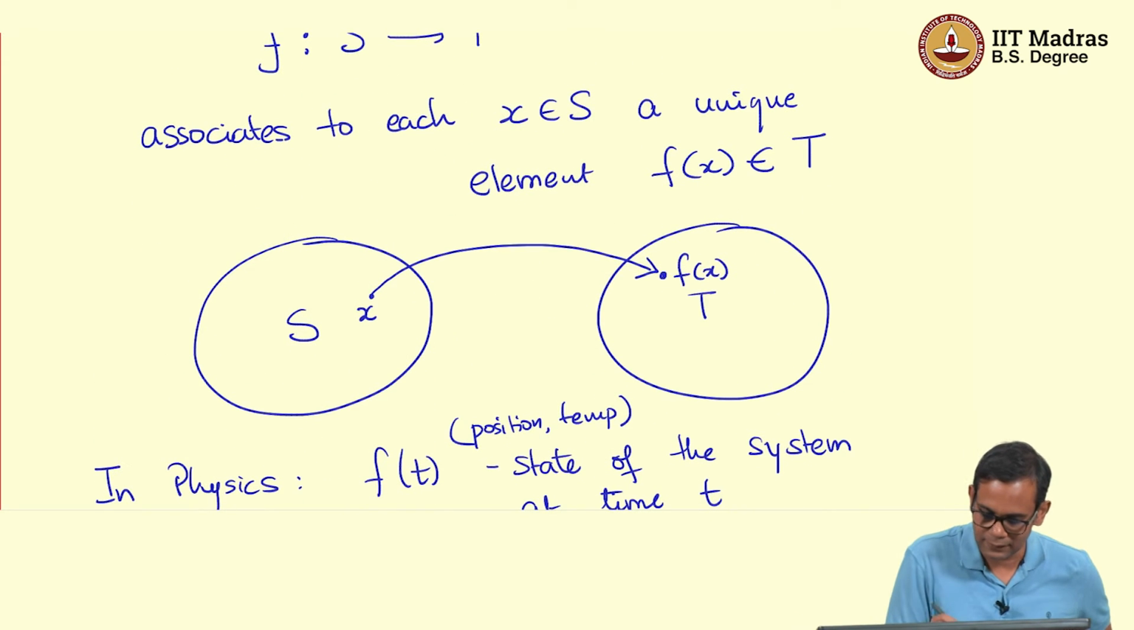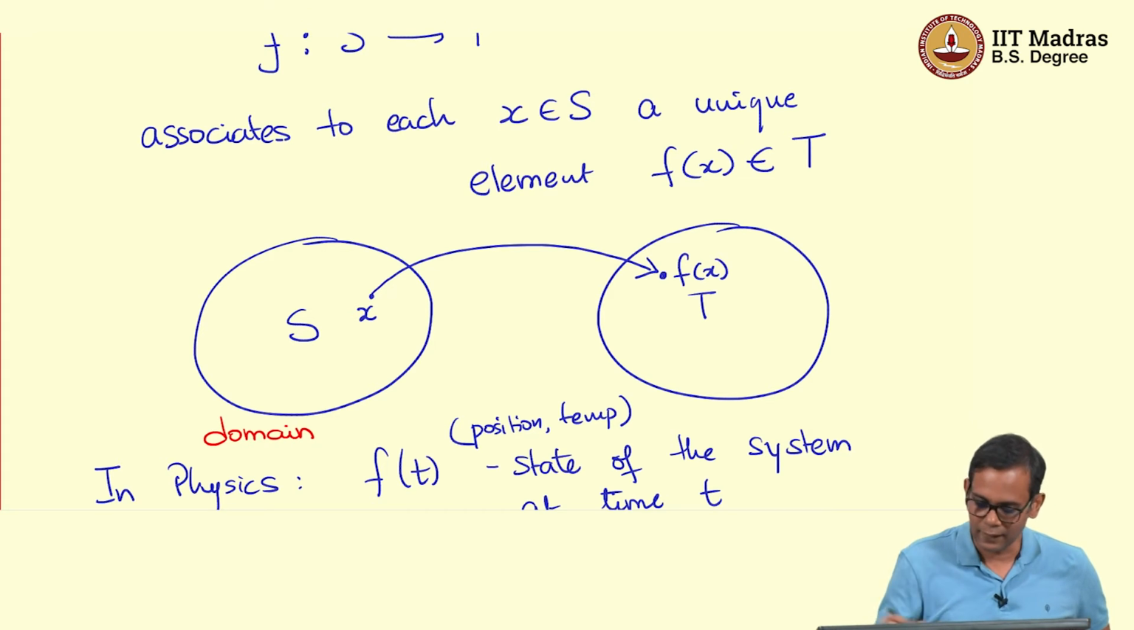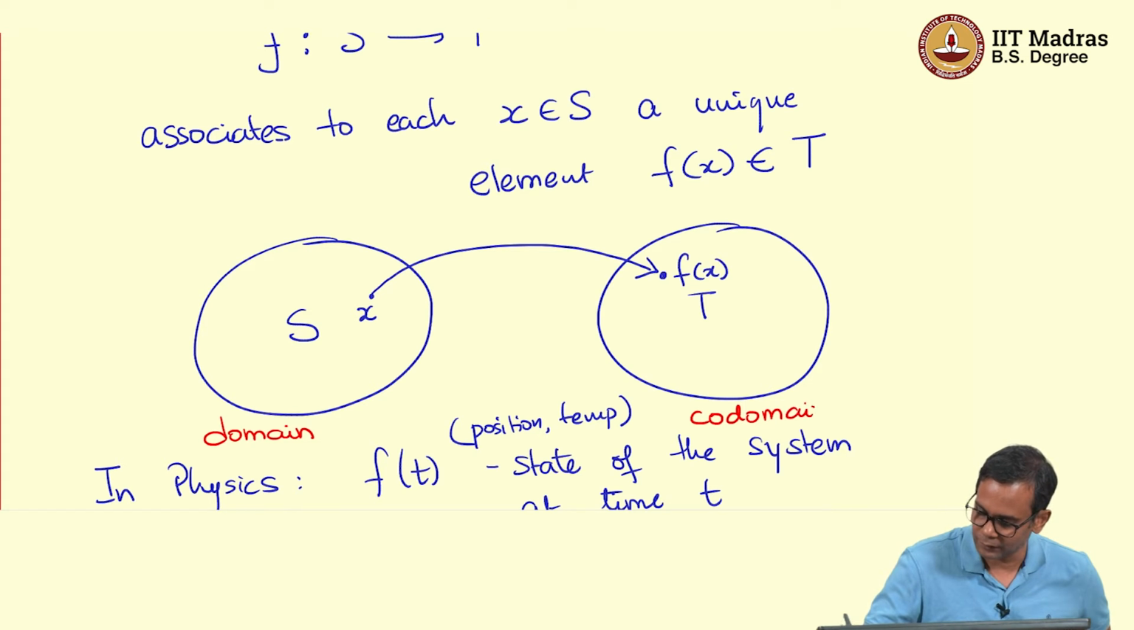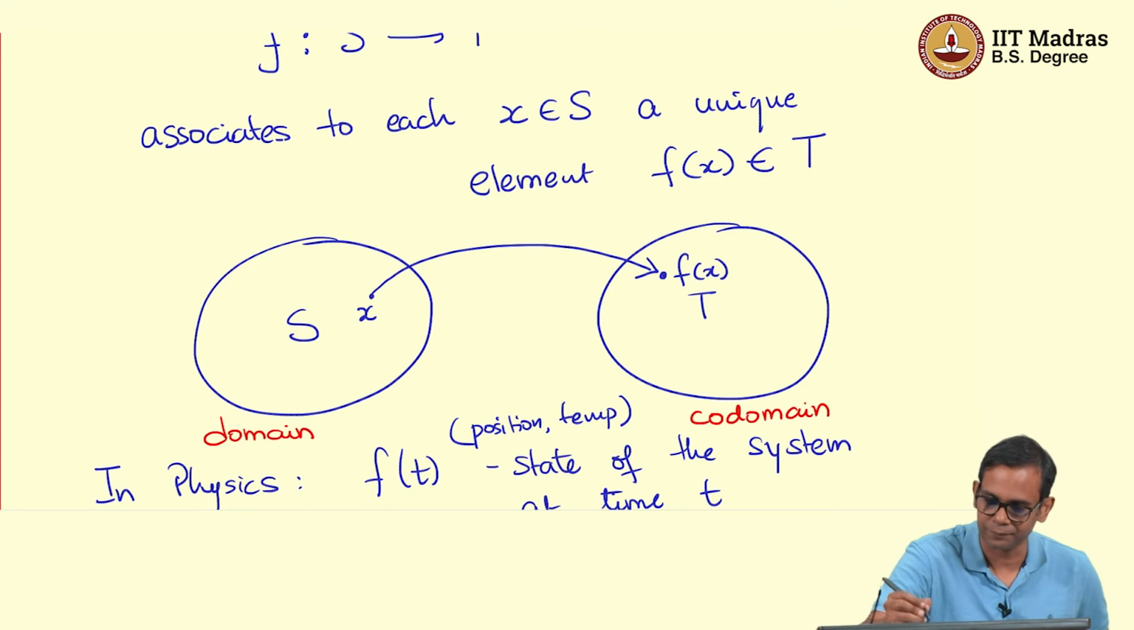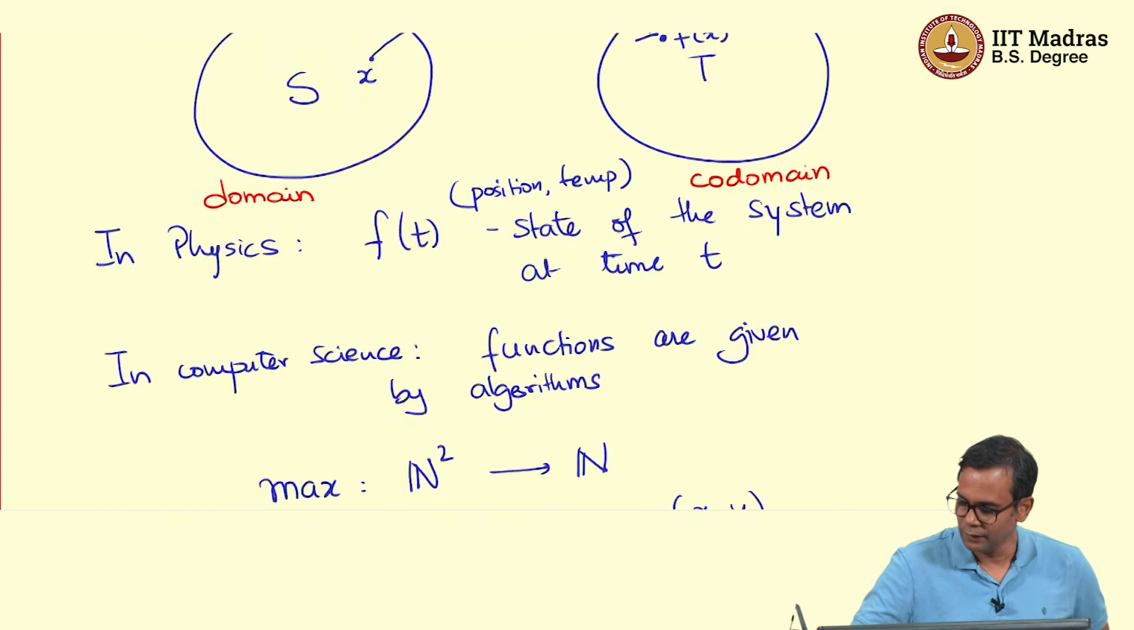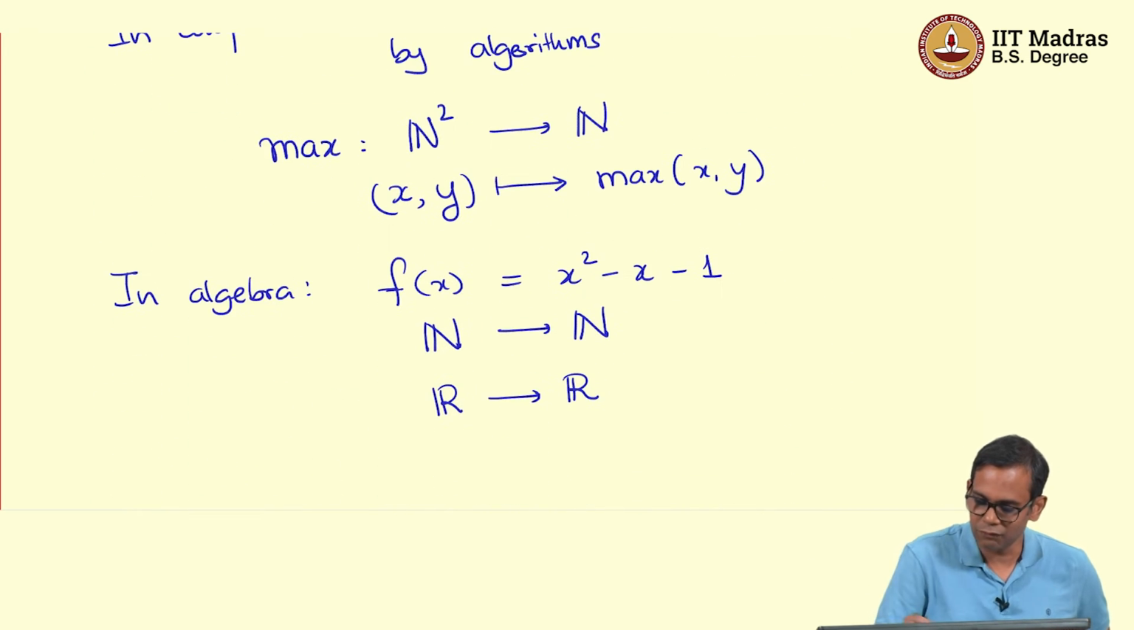Okay, so these sets S and T have names. The set S is called the domain. What kind of input does your function take? And the set T is called the codomain. What kind of output does your function give? So, sometimes the function may be specified clearly without specifying the domain and codomain.